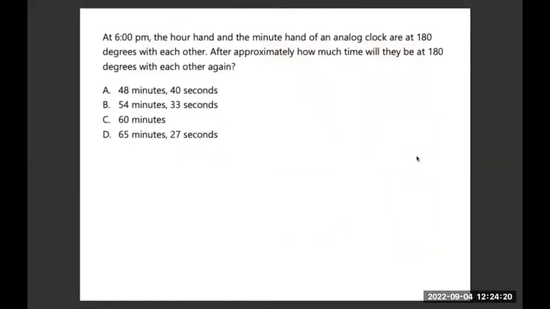Okay, so here it is given that at 6 p.m., the hour hand and the minute hand of an analog clock are at 180 degrees with each other. After approximately how much time will they be at 180 degrees with each other again after 6 p.m.? At 6 p.m., they are at 180 degrees. After how many minutes and seconds will they arrive at 180 degrees again? You can write your answers in the chat box, please. This is one answer correct, MCQ.